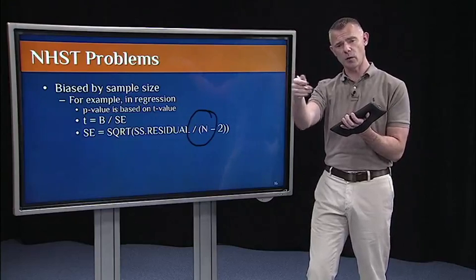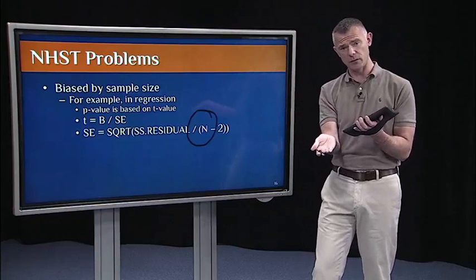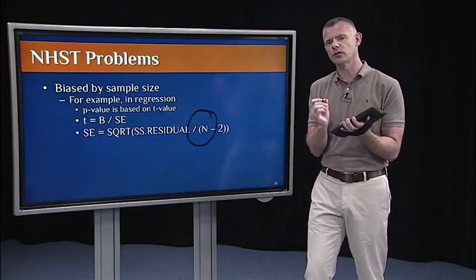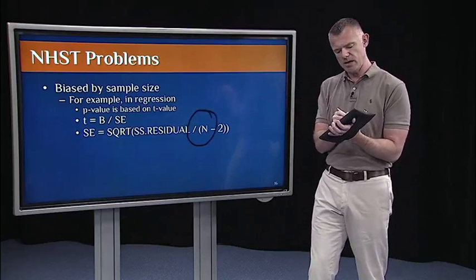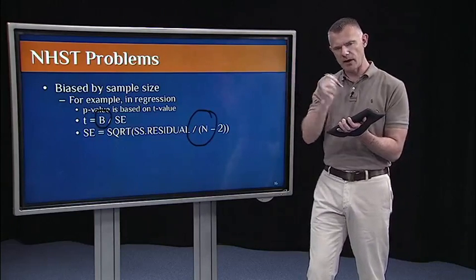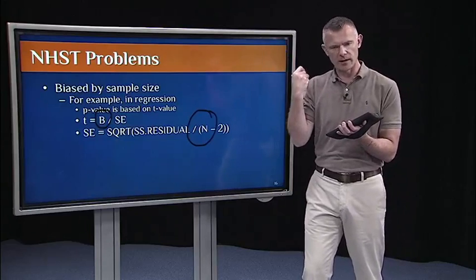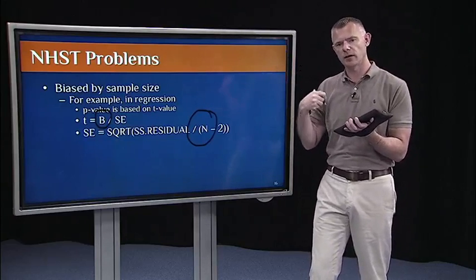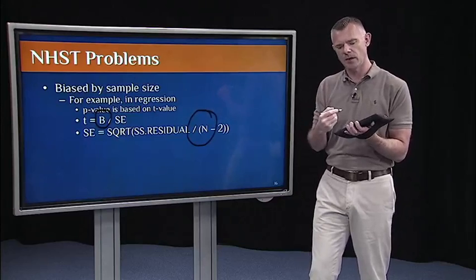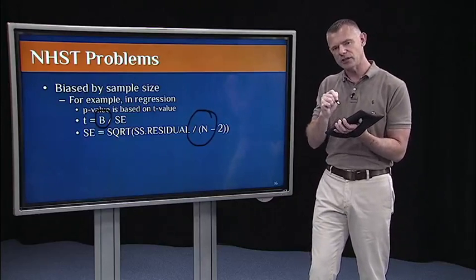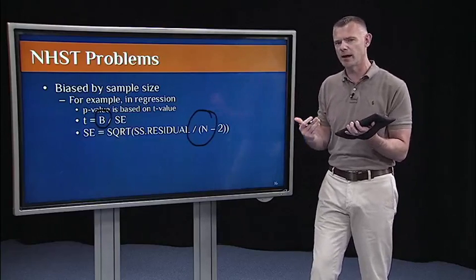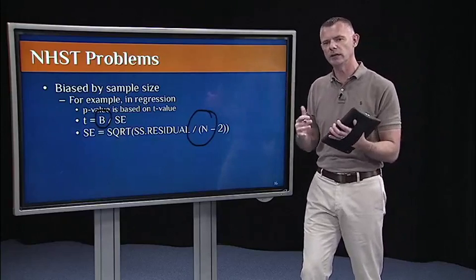And a high t-value is always going to be associated with a very low p-value, which would allow you to reject the null hypothesis. So regardless of what the actual slope is, regardless of what b is, if I just increase n to an astronomical number, then I'll get a very low standard error. In turn, I'll get a very high t-value, and in turn, I'll get a very low p-value, which will allow me to reject the null hypothesis every time. That's what statisticians mean when they say NHST is biased by sample size. We'll get a significant result almost all the time if we just obtain a really large sample.